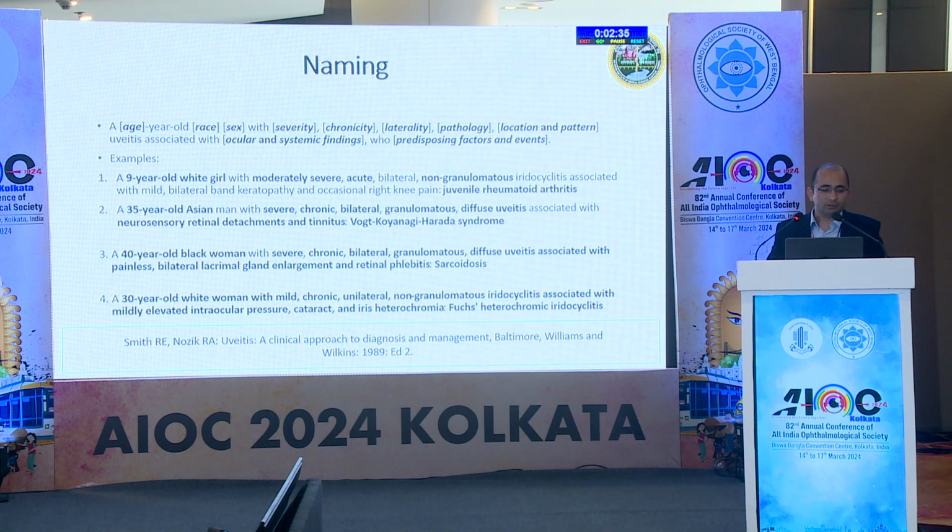Just like this, the example is there: a 9-year-old white girl with moderately severe acute bilateral non-granulomatous iridocyclitis with mild bilateral band-shaped keratopathy and occasional right eye pain. So this will lead us towards a diagnosis that this can probably be JIA. And similarly in other examples, if we see a young white woman with mild chronic unilateral non-granulomatous kind of uveitis with elevated IOP, cataract and heterochromia, this will help us to narrow down on our diagnosis.